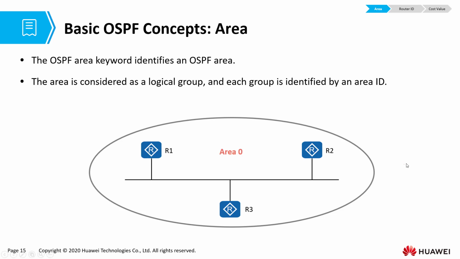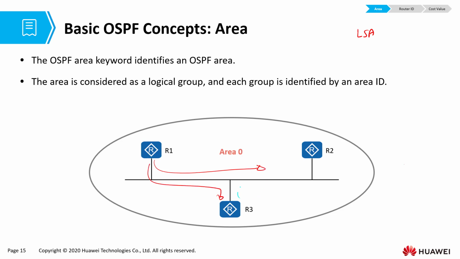So what is an OSPF area? Well, we have just talked about how OSPF exchanges link state advertisements. So if routers are connected in an OSPF domain like this, router 1 will send its link state adverts to router 2 and will send its link state adverts to router 3 too.